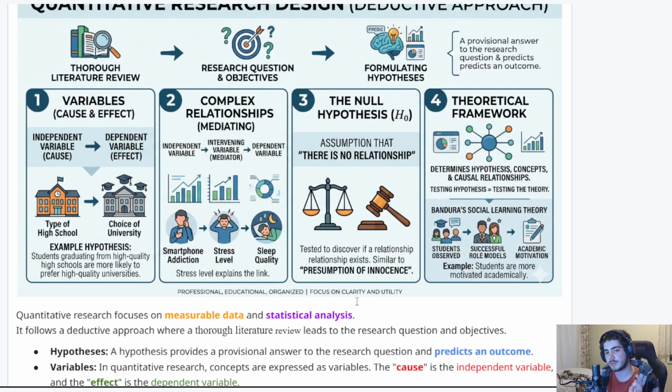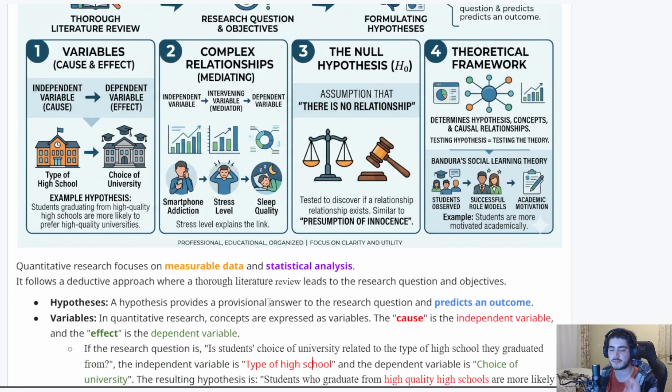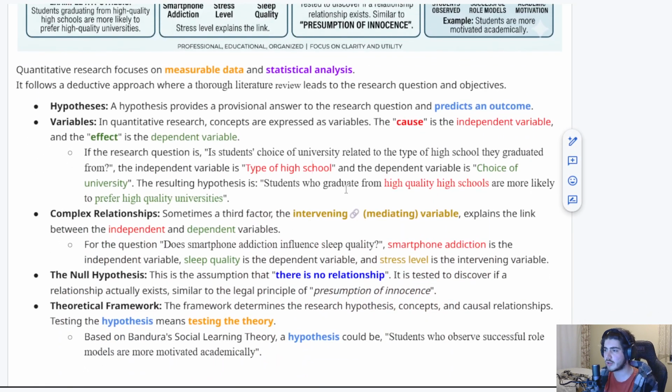Now, in some of the fields, there are more complex relationships where there is an intervening variable. We call these a mediating variable. It explains the link between the independent and the dependent variables. For example, does smartphone addiction influence sleep quality? Smartphone addiction is the independent variable, sleep quality is the dependent variable, and stress level is the intervening variable.